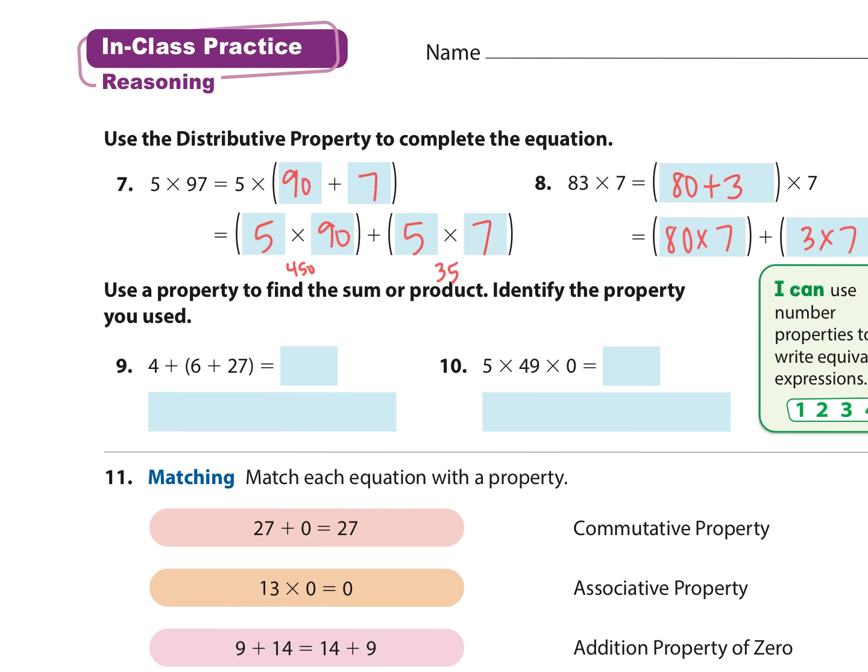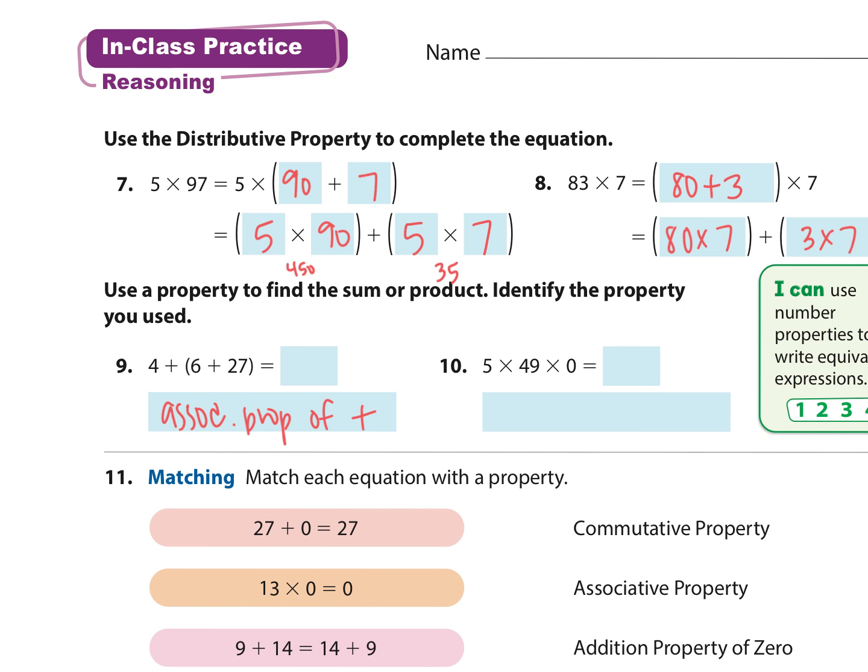There's only 2 properties that involve parentheses. What are they? Distributive and what? Associative, right. Okay, so associative property of what operation do I have? Addition. So it's the associative property of addition.